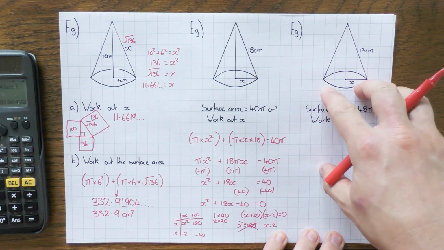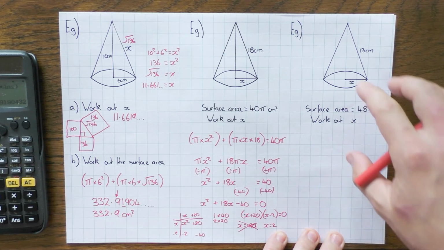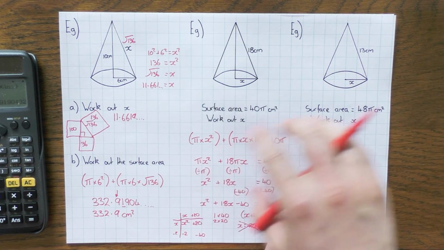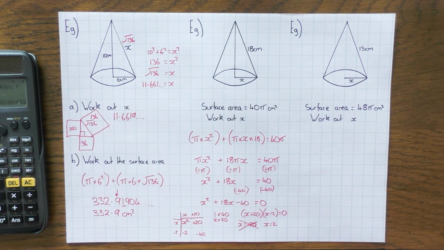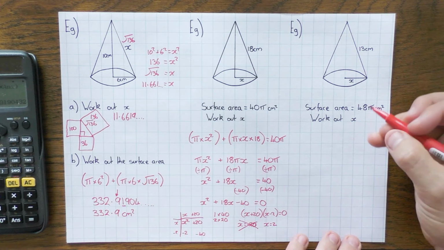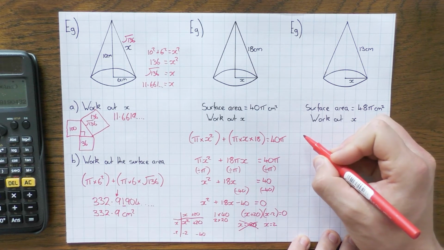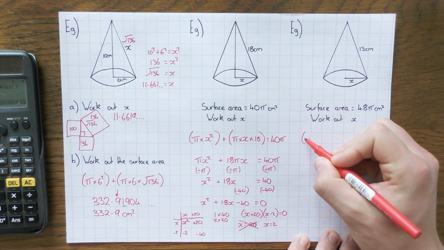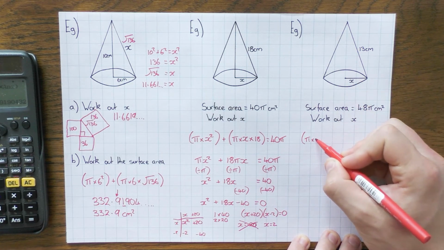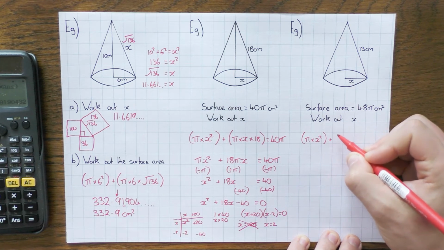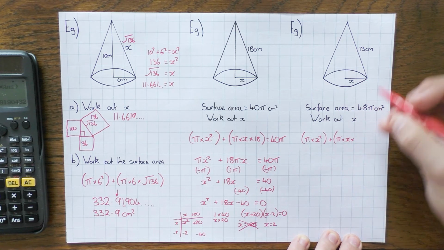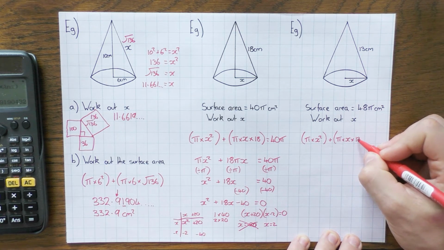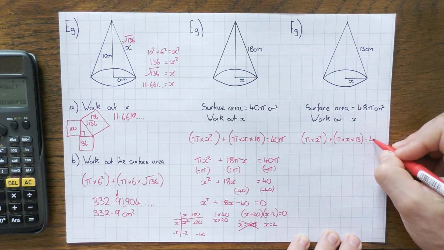I'm going to do exactly the same thing with this example, just so you can see it again, step by step. Obviously, if you want to give this a go and then just fast forward in to check your answer of what I'm about to get, that's absolutely fine. So if you want to pause the video and give it a go, by all means do so. But let's get cracking and do it together if not. So substitute everything in. So pi times the radius, which is x, squared, plus pi times radius, which is x, times the slanted height, which is 13, and we're told that equals 48 pi.